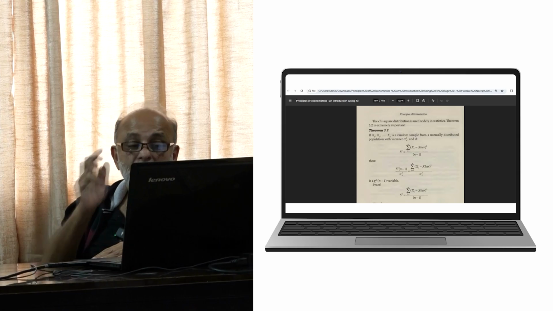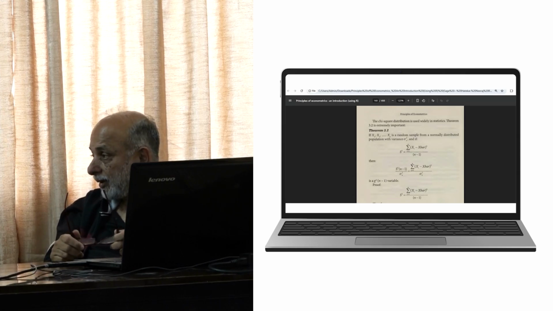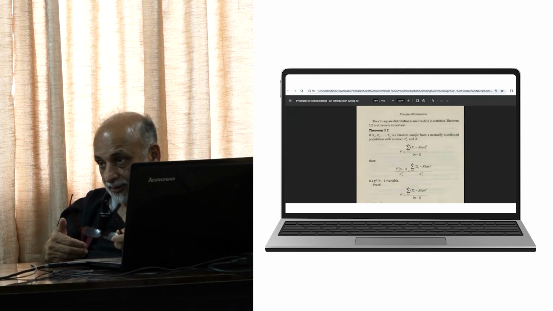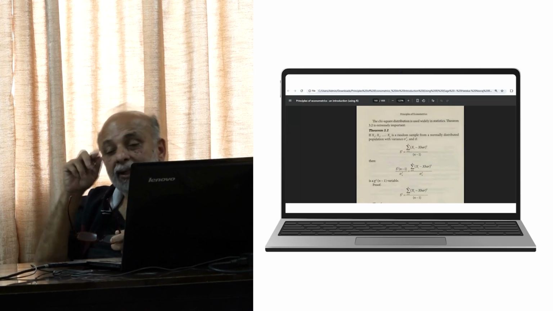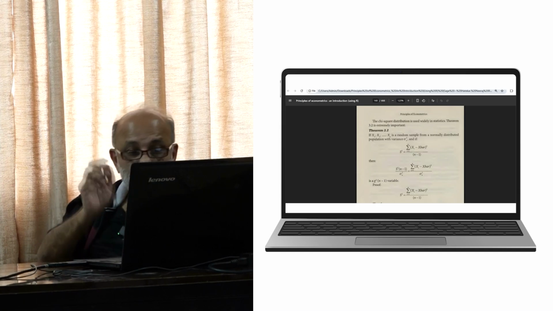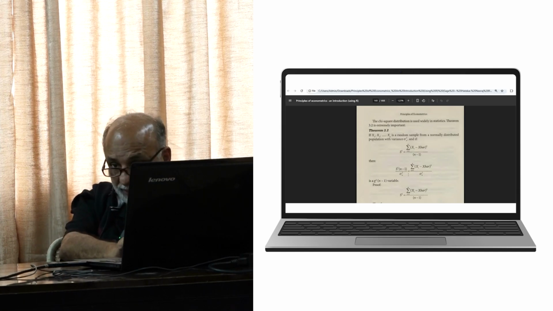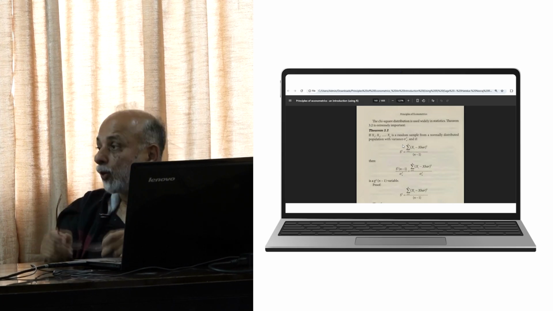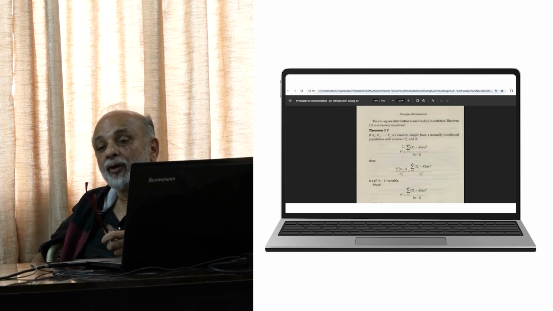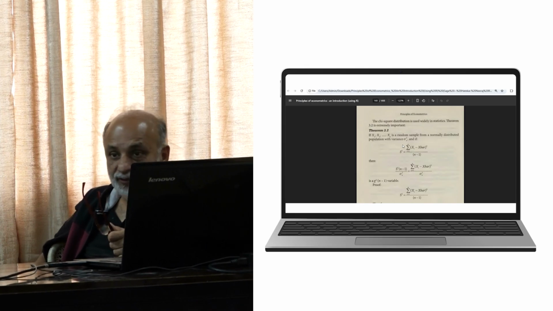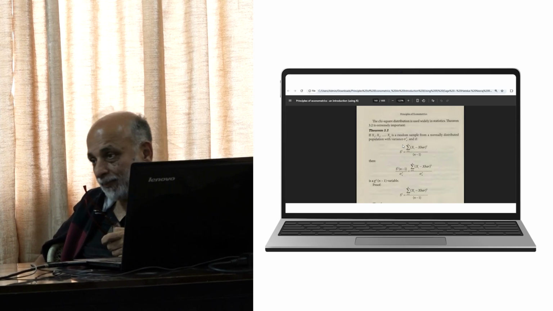So if S square is the sample variance and sigma square x is the population variance, if you take the sample variance divided by the population variance and multiply the whole thing by n minus 1, then the resultant follows a chi-square distribution with n minus 1 degrees of freedom.